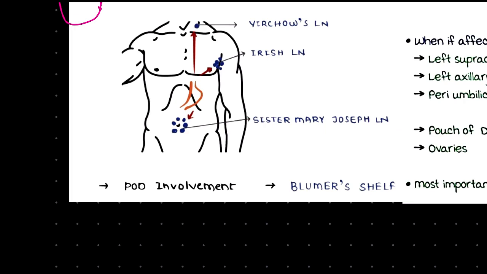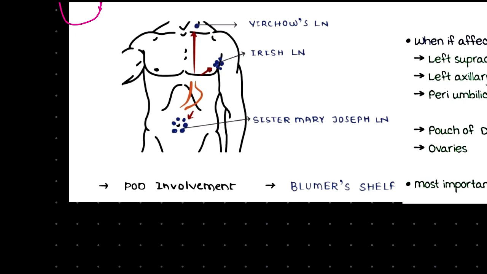So why Sister Mary Joseph lymph node? Because there was a sister who observed the para-umbilical area filled with tumor cells in the case of gastric adenocarcinoma. Since she observed this for the first time, the name is kept after her, and that is Sister Mary Joseph lymph node.